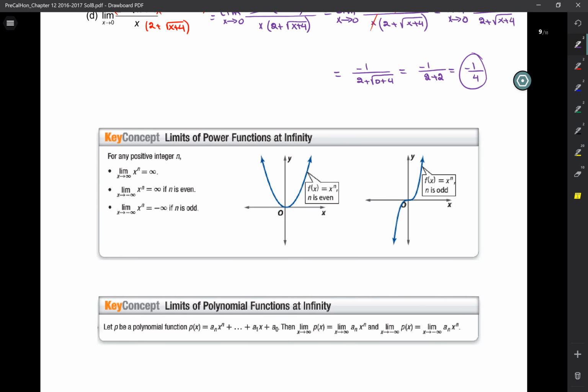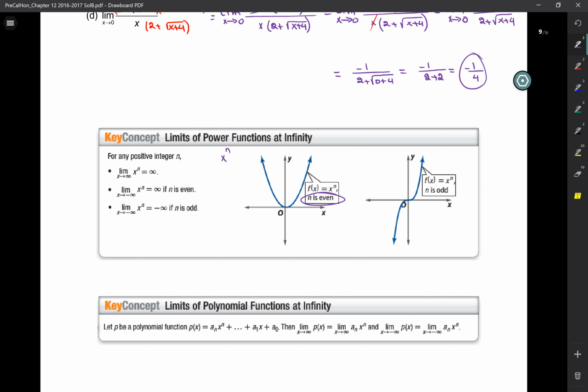So suppose you have x to the power of n, and you want to know what happens at infinity. Now, if you're looking at positive numbers, suppose n is even. What does it look like? That or that. So when n is even, it's an even function. Both ends are either up or both ends are down.